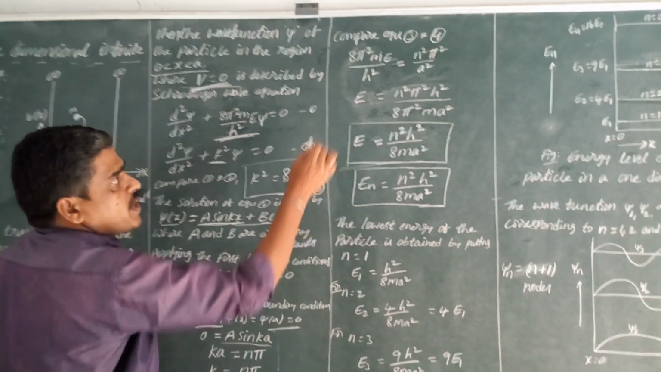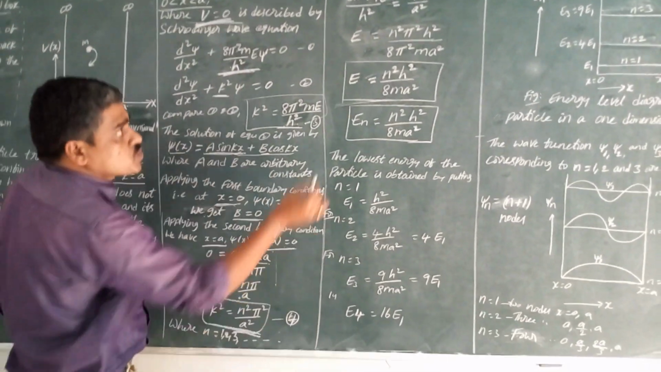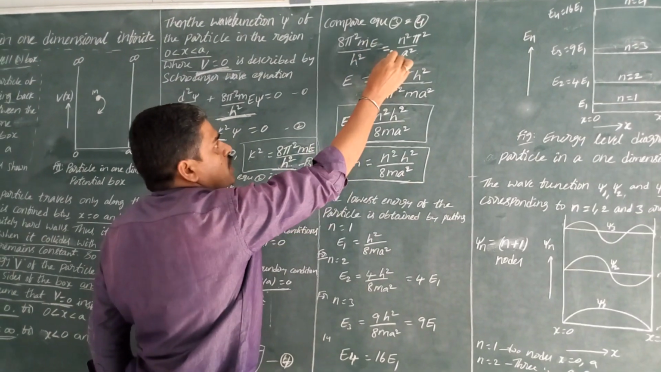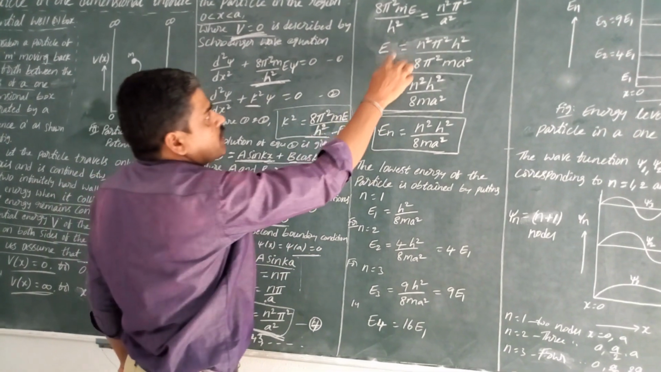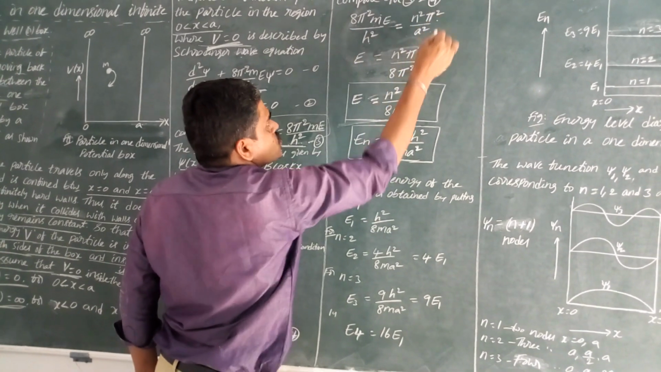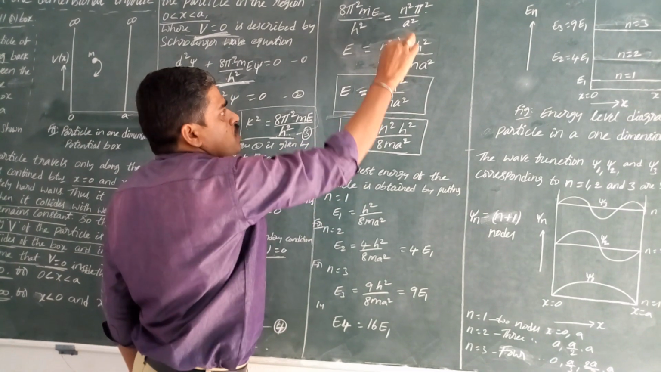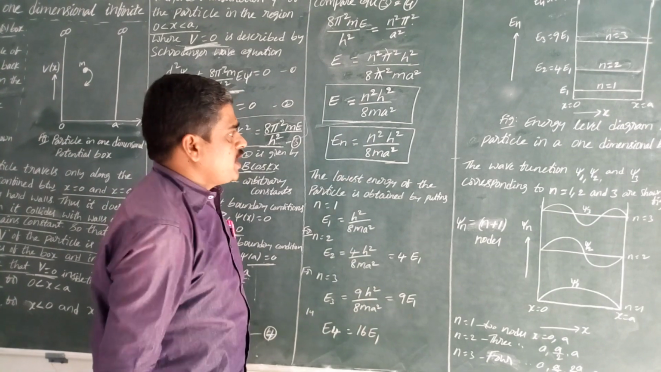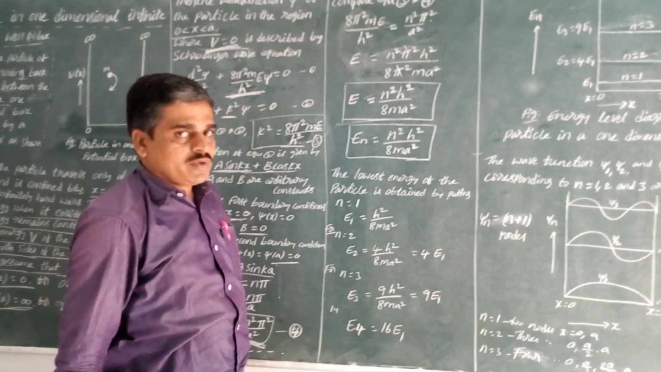8 pi square me by h square is equal to n square pi square by a square. Comparing these two equations, we get E is equal to n square pi square h square by 8 pi square m a square. Pi square is cancelled. Then E is equal to n square h square by 8m a square.